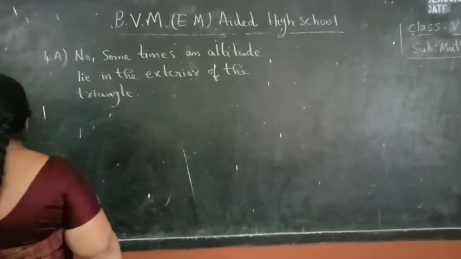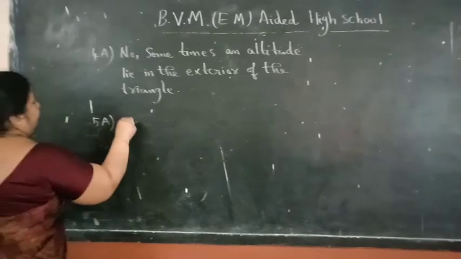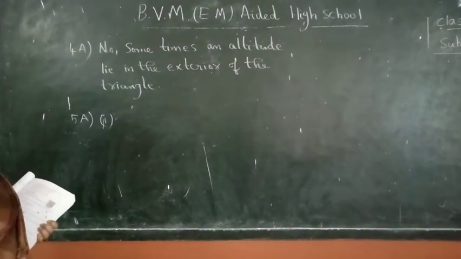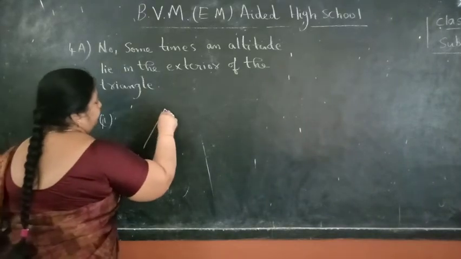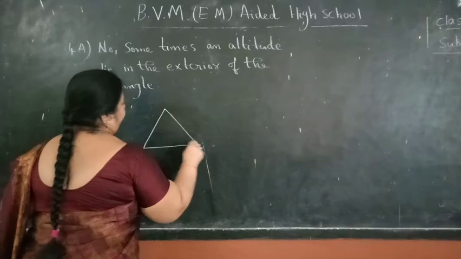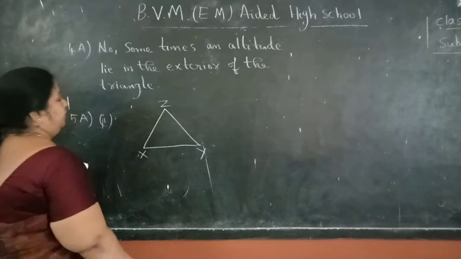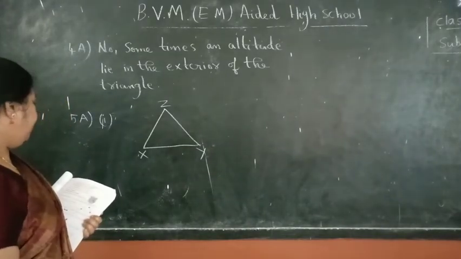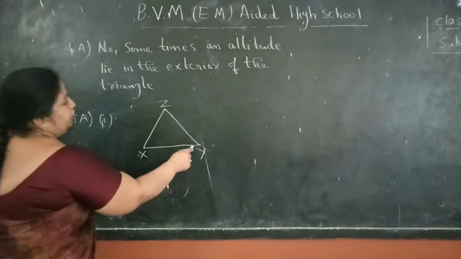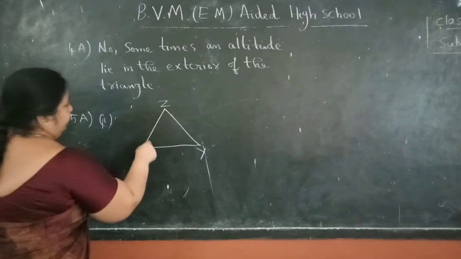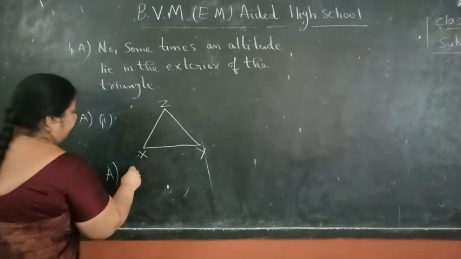Next, fifth question. First one: write the side opposite to vertex Y in triangle XYZ. X, Y, Z. Write the side opposite to vertex Y.